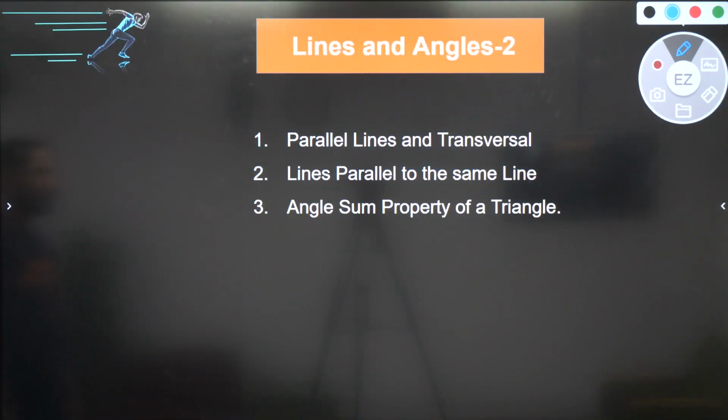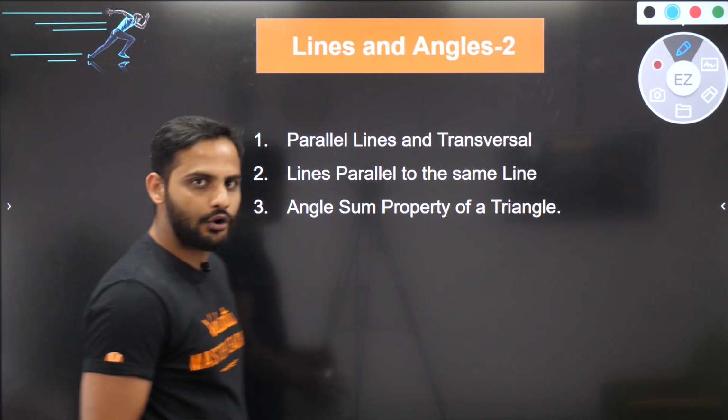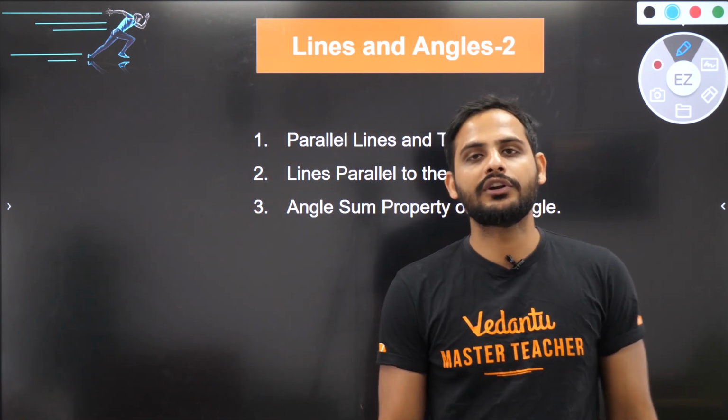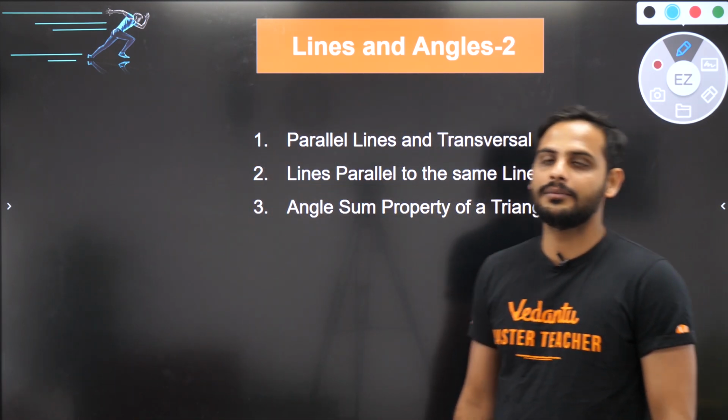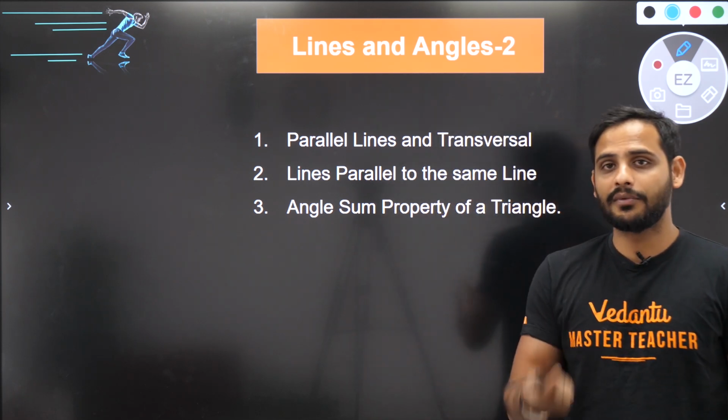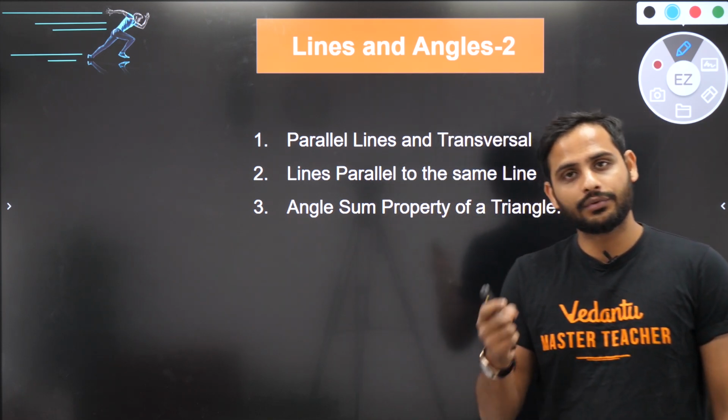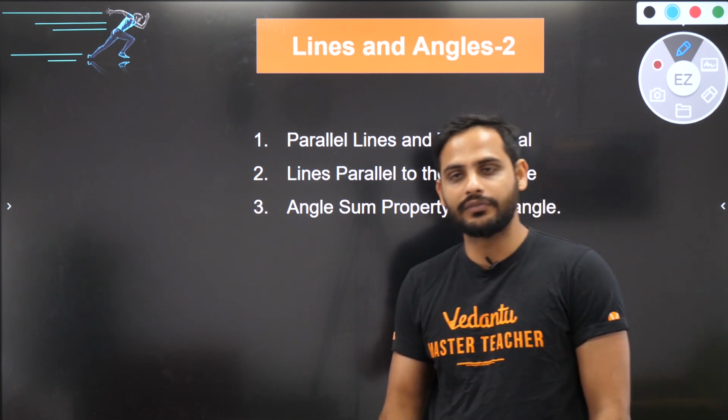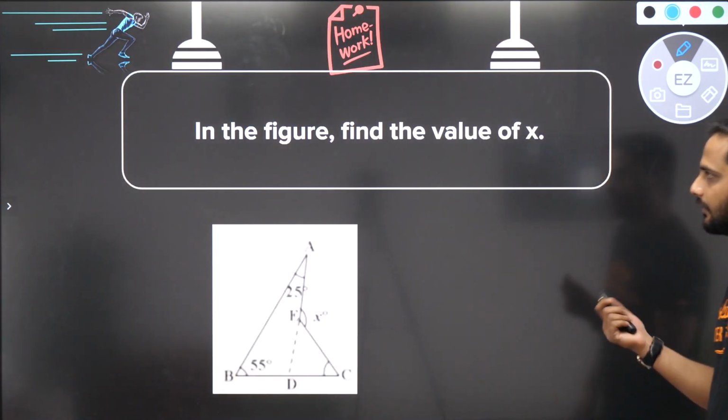So this is all in today's session. With this, we have finished all the important questions related to the topic lines and angles. The next topic which we will be starting will be triangles. I know many of you have really good doubts there, so we will be taking care of all the questions. Don't worry about it. Now, this is the homework, bachcho.